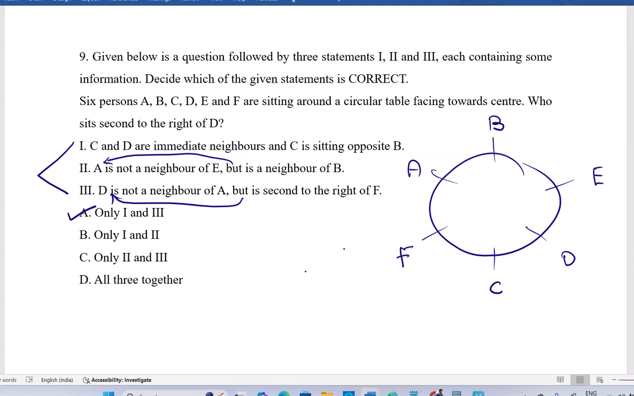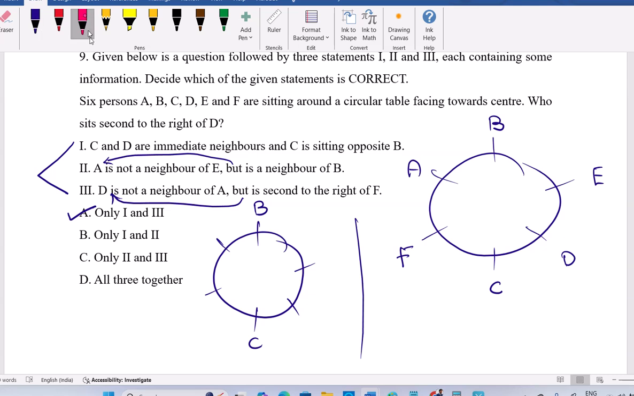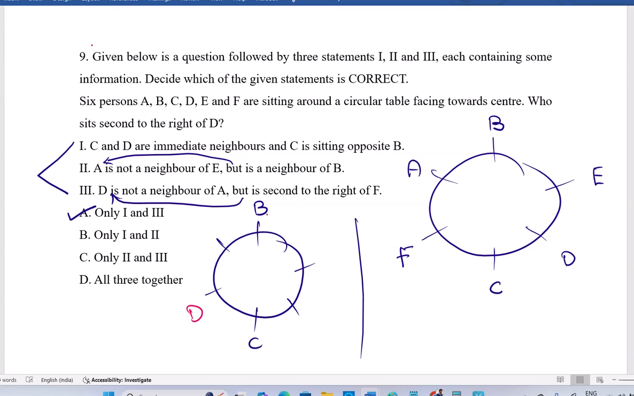Right, so sir, no other arrangement will come. Let us check, is there any other possibility? C and D are sitting opposite to B. C and D are immediate neighbors. Let's say D here. D is second right of F. Not possible. F here, first right, second right, not possible. So only this arrangement will come. 1 and 3 will complete the things and give the idea who is second to the right of D as well. 1 and 3 is fine.